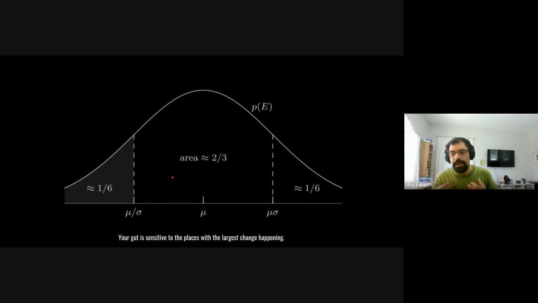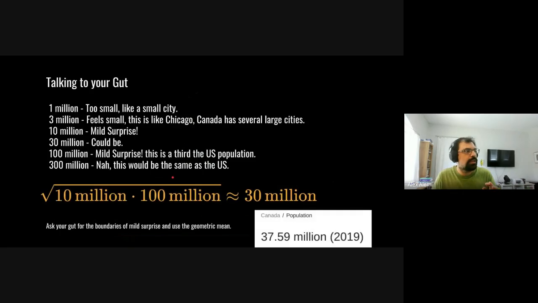So now what we do is I ask my gut. If somebody told me the population of Canada, I start walking my way up the scale, with something like 1 through 10. So I ask my gut, hey, gut, what about 1 million people in Canada? My gut goes, that's too small. That's a large city. Canada's bigger than a large city. Then I say, hey, gut, what about 3 million? And it's like, that feels small. That's a big city, like Chicago. Canada's bigger than Chicago. What if I say 10 million?